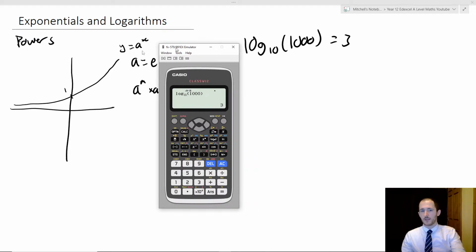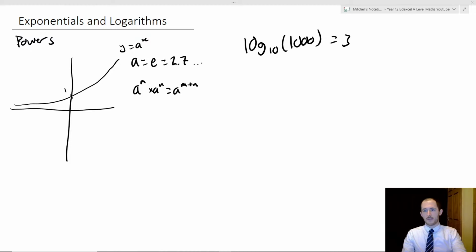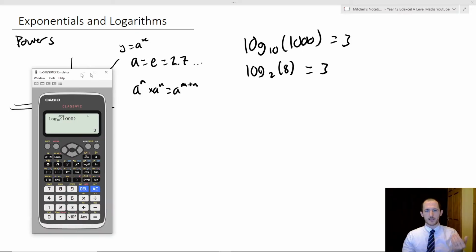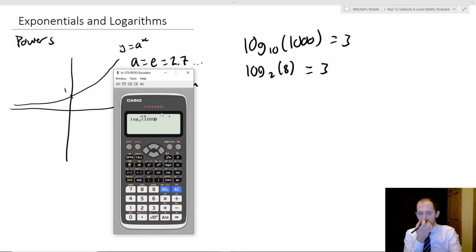You get 3. You can also say, for example, have a different base. So you can have log to the base 2 of 8. So how many times do I times 2 by itself to get 8? Well, that should also be 3. Okay, so again, we'll just go through and we'll change these. Not 3, 8 even. And you get 3.